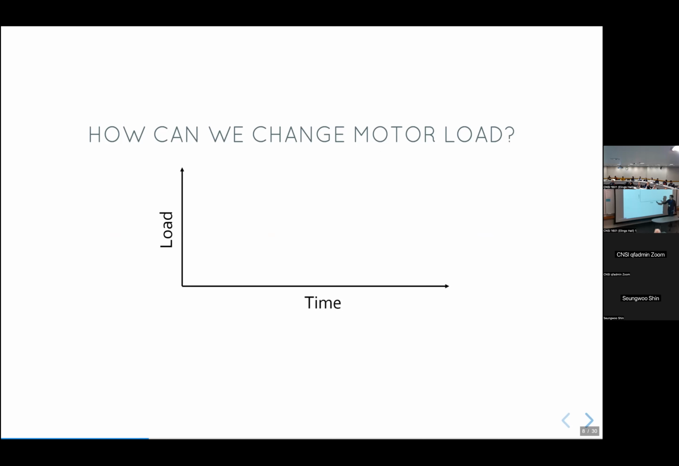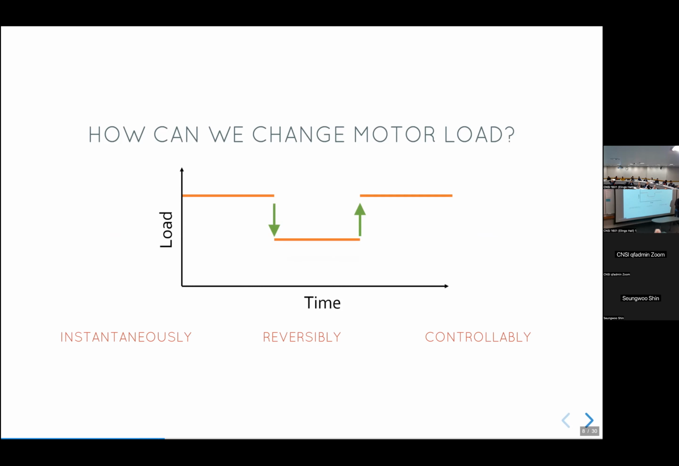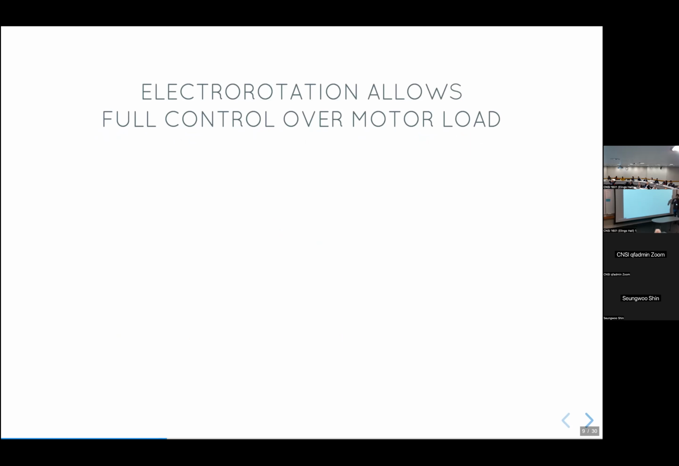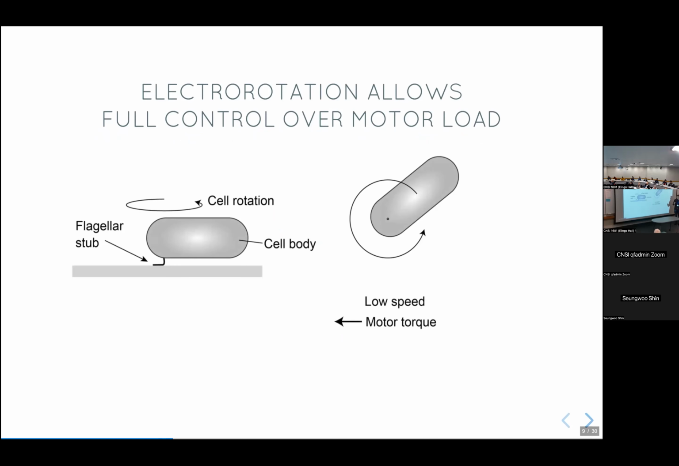If you think about load on the y-axis versus time on the x-axis, we would like to be able to change the load instantaneously, something like a step function. But we would like this change to be reversible, and we would like to be able to control the amount of the stimulus so that we can study the response to varying degrees of stimuli. This is a challenging ask, but we were able to come up with an approach that satisfied these criteria, and this approach is electrorotation. Let me describe how that works. What we are doing is that we flip the previous experiment upside down.